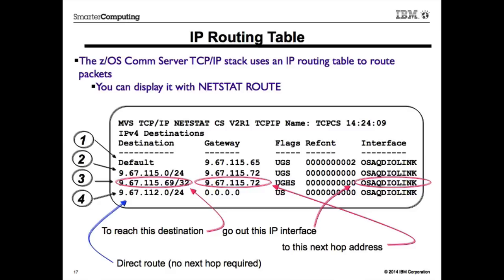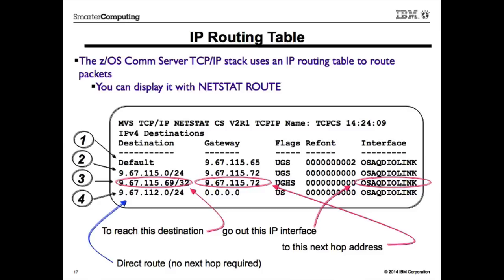And like all netstat commands, you can access it from different methods. And the routing table simply has a list of destinations and which gateway you use to reach that destination and which interface you go out. So for example, for route 3, it's telling you to reach 9.67.115.69. And that's a host route because it's got the /32 prefix. Go out OSA QDIO link and forward to router 9.67.115.72.